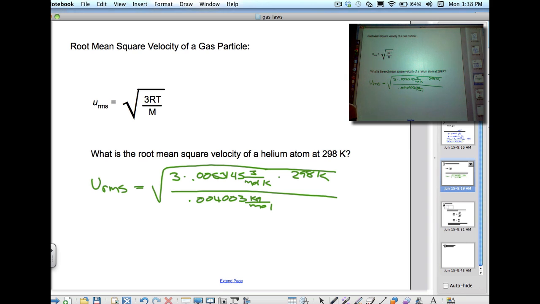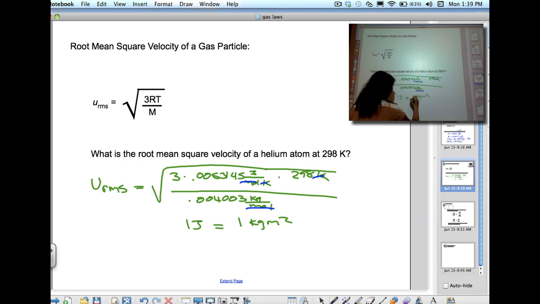So what units cancel in there? The moles and the Kelvins. So we're left with a unit of the square root of joules per kilogram. That's a pretty bizarre unit. Well, 1 joule is equal to 1 kilogram meters squared divided by seconds squared.